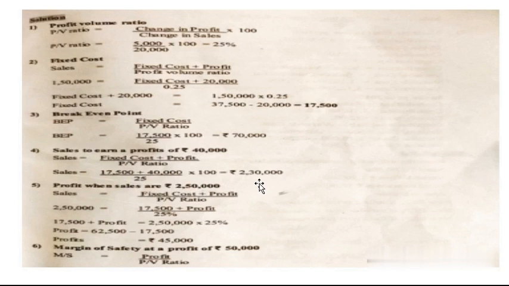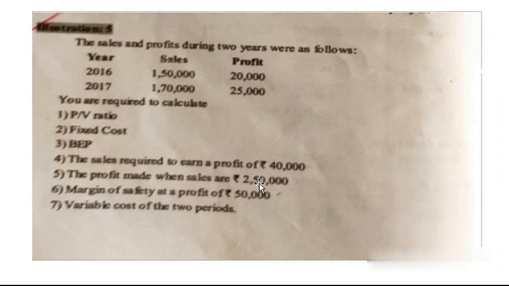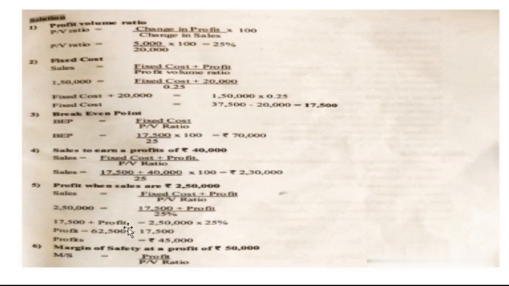Next, they have asked in the question, the profit made when sales are rupees 2,50,000. So what will be the profit when sales is 2,50,000? The previous question was, what will be the sales if the profit is 40,000? In this question, what will be the profit when sales is 2,50,000? So now sales is 2,50,000.